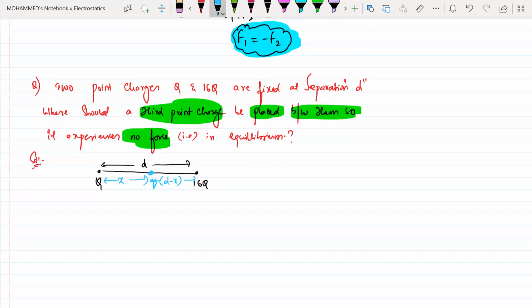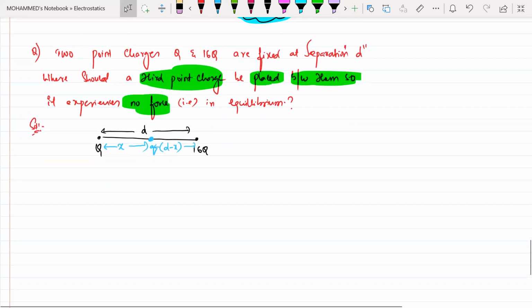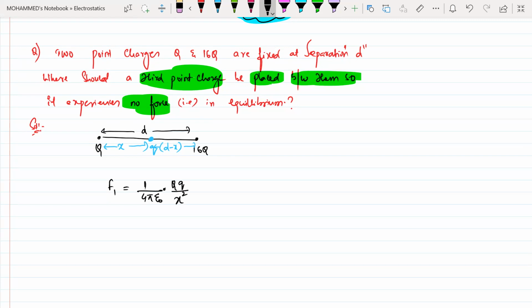Now, as the net force is zero, the force on small q due to capital Q, say F1, is equal to 1 by 4 pi epsilon naught into capital Q into small q, the distance between them being x square. This is towards the right side, because the capital Q is exerting the force on this one. I'm writing with the red pen, so this is your F1 here.